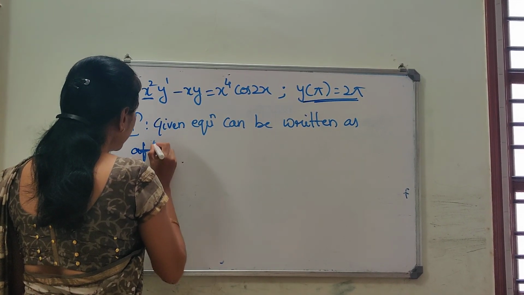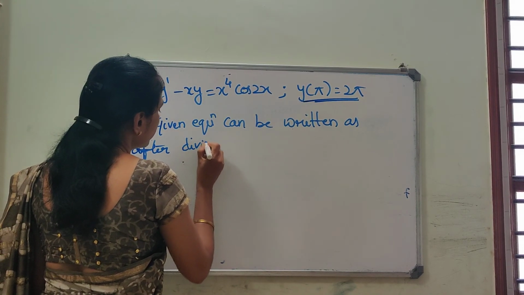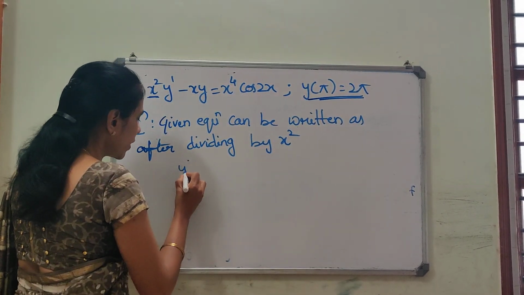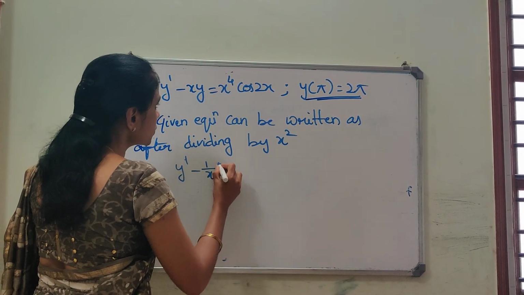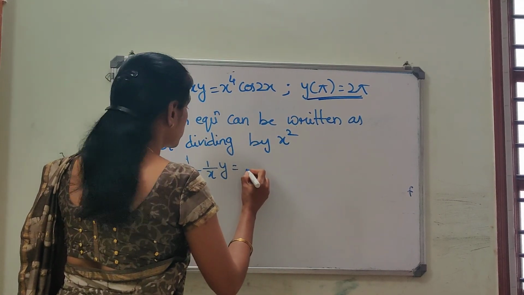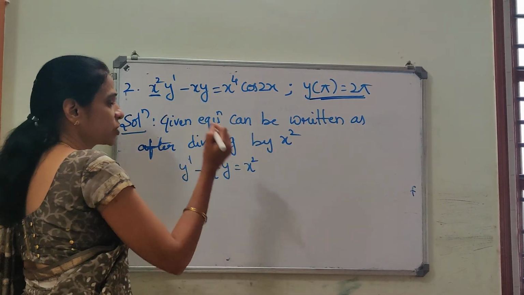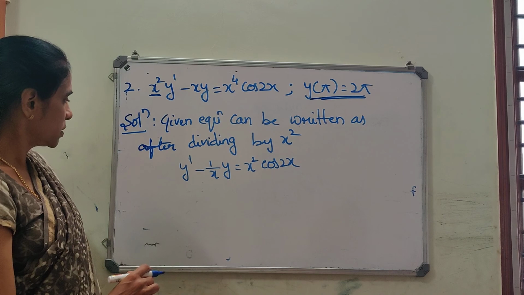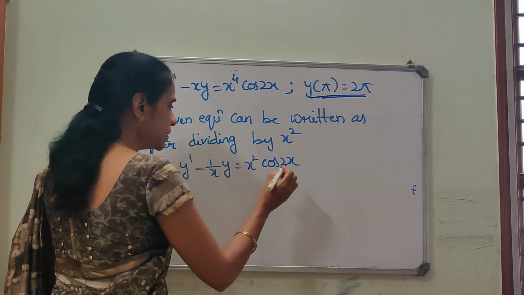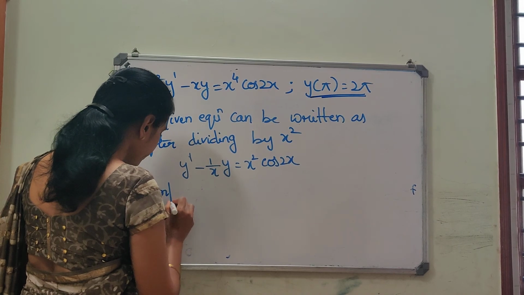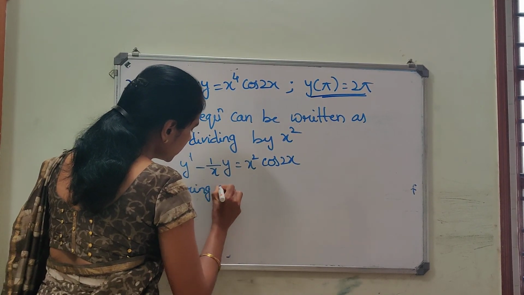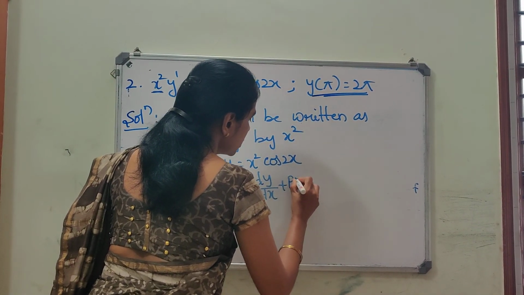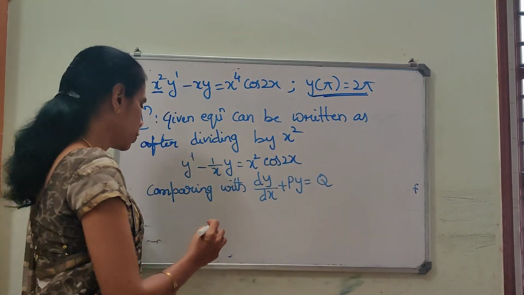So what do I get? After dividing by x square, what do I get? y dash minus 1 by xy is equal to x square. x to the power 4 is there, here x square is there, x square cos 2x. Now look at this. This is in the standard form, and hence compare this with dy by dx plus py is equal to q.